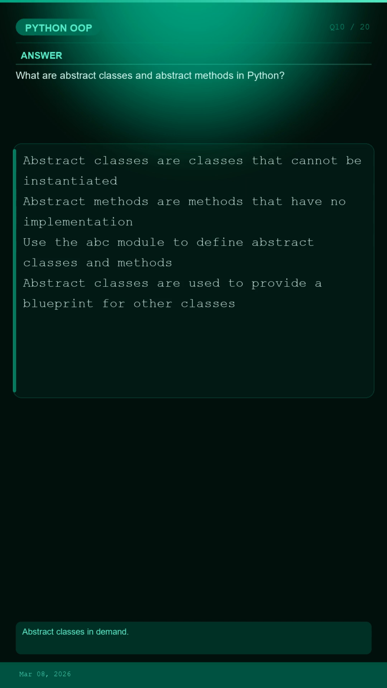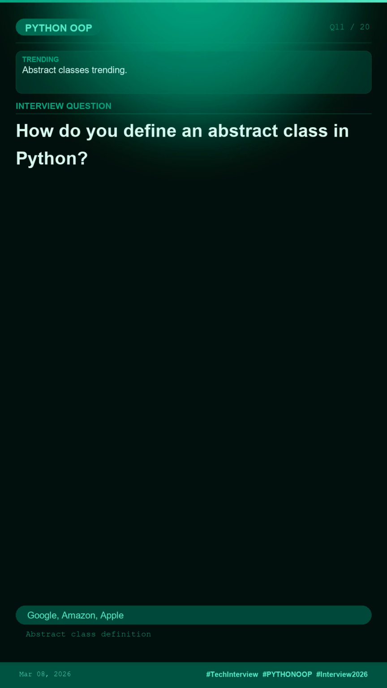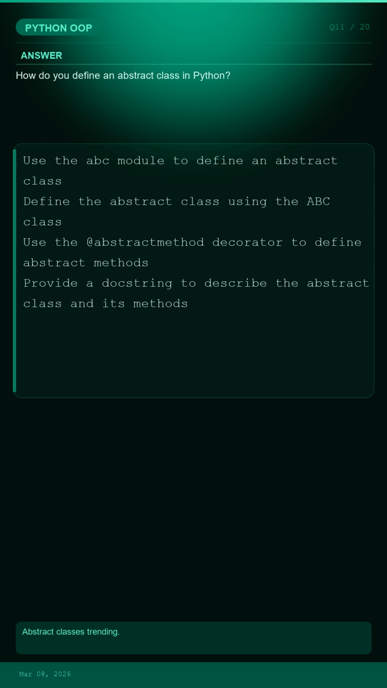Next, question 11. How do you define an abstract class in Python? Answer. Use the ABC module to define an abstract class. Define the abstract class using the ABC class. Use the abstract method decorator to define abstract methods. Provide a docstring to describe the abstract class and its methods.